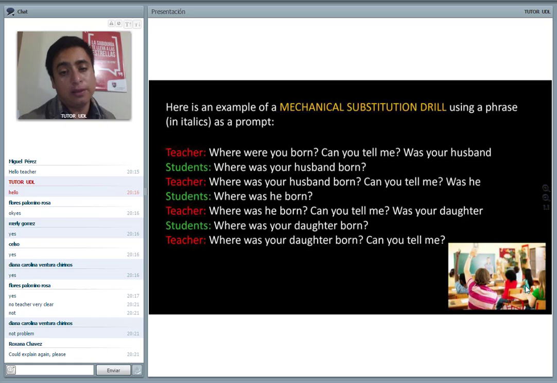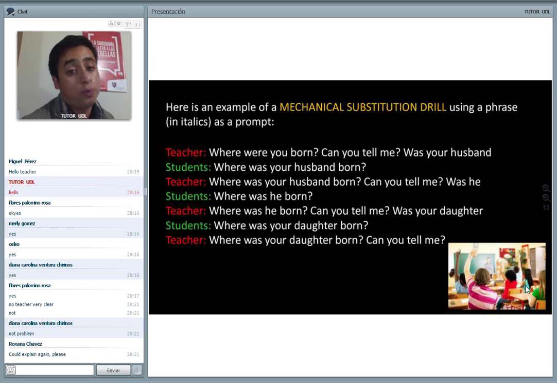So here, that's a mechanical substitution drill, but at least the students are changing the words. So I think it's more interesting, it's more dynamic than just repeating the same things, you know? So remember that here Roxana said, could you explain again, please?